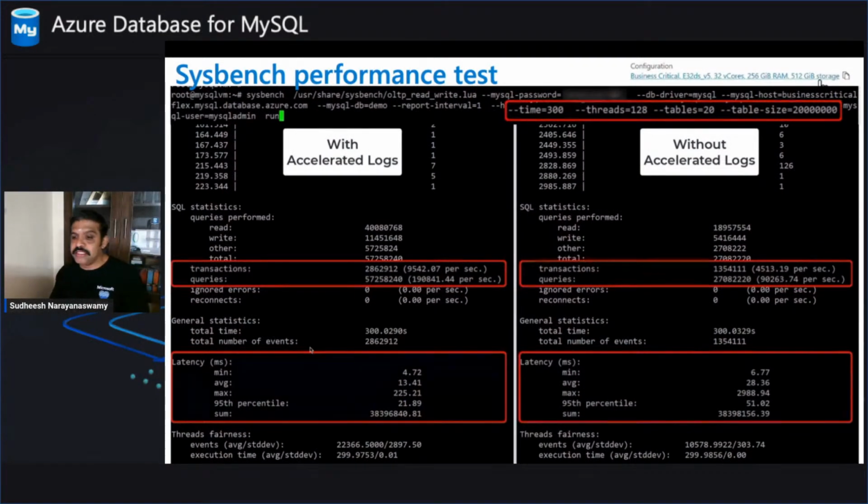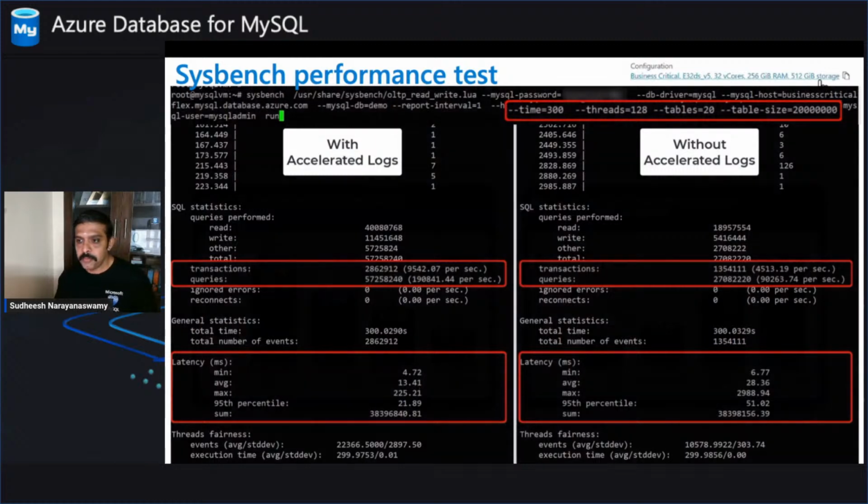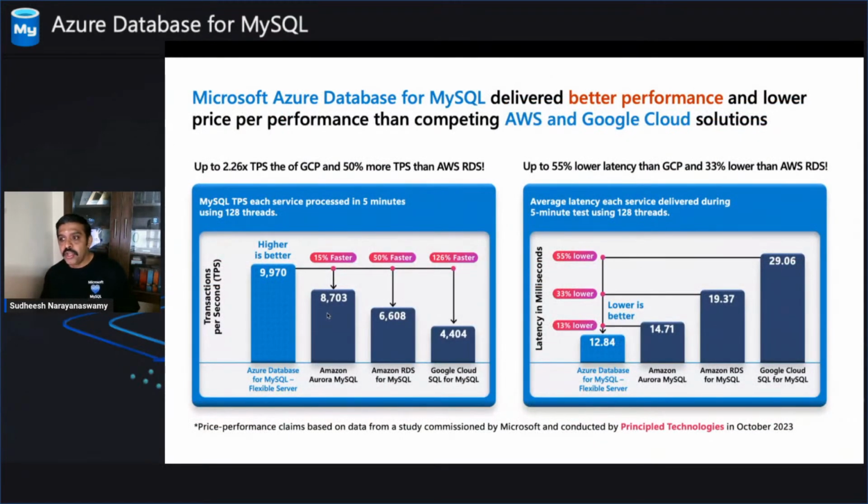Now, in terms of latency also, if you compare between these two, we have much lesser latency in the Sysbench test which we have done, where it was an average of 28 milliseconds without accelerated logs, and around 13 milliseconds average when we used the accelerated logs. Yeah, let's move on.